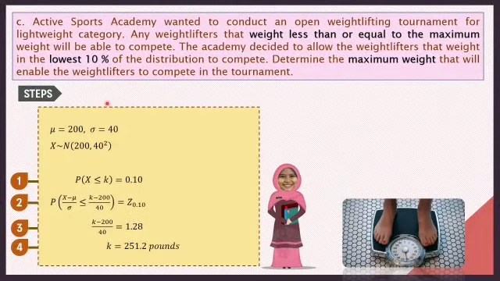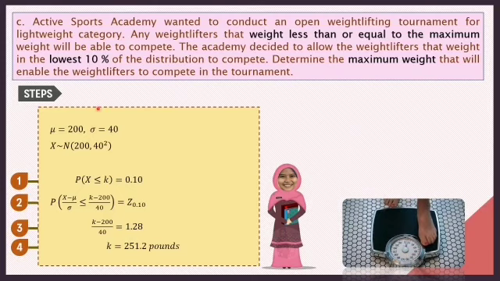Lastly, for question 10C, Active Sport Academy wanted to conduct an open weightlifting tournament for lightweight category. Any weightlifters that weigh less than or equal to the maximum weight will be able to compete. The academy decided to allow the weightlifters that weigh in the lowest 10% of the distribution to compete. Determine the maximum weight that will enable the weightlifters to compete in this tournament.